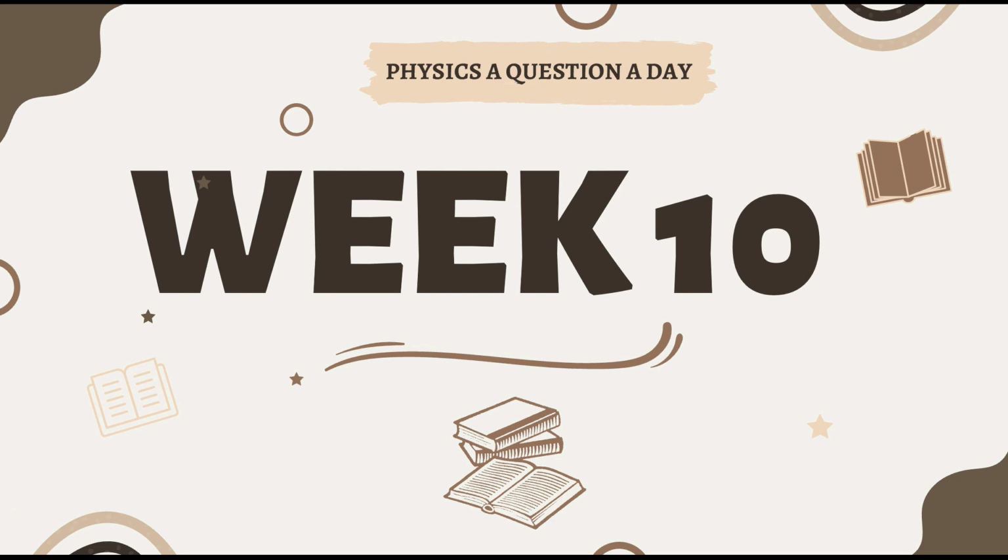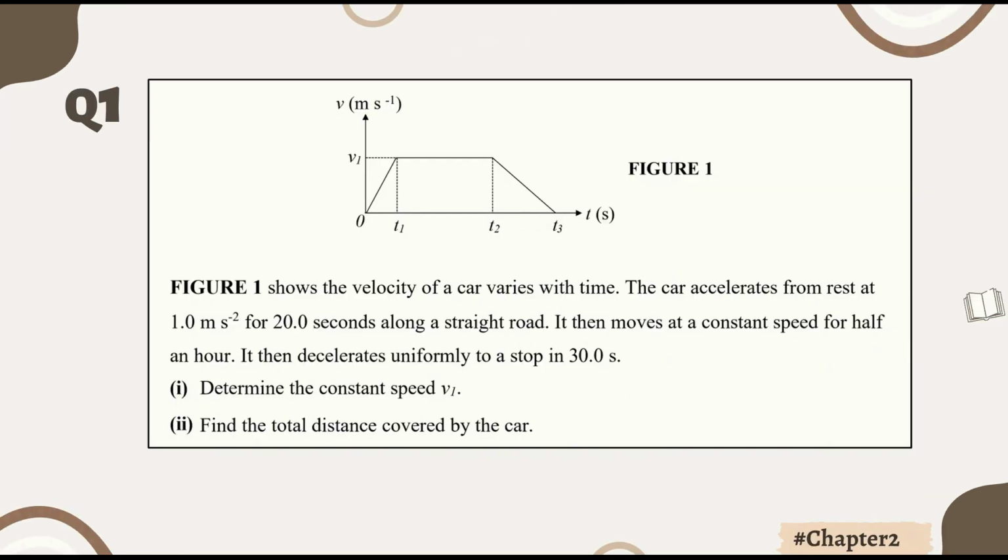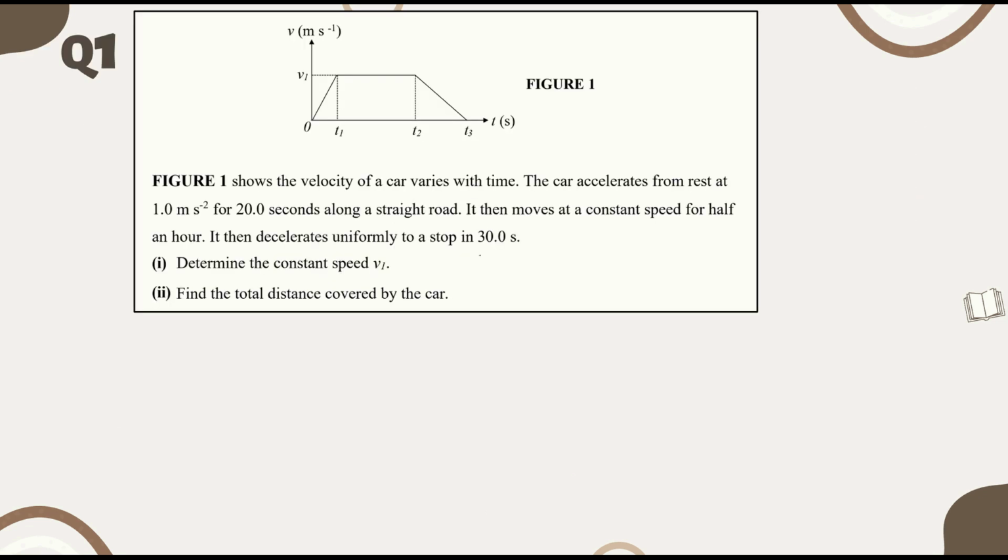Proceed with a question a day for week number 10. This is our first question, and this is from chapter 2, kinematics of linear motion. So we have here Figure 1, which shows the velocity of a car. We have velocity with the unit meter per second versus time with the unit of second.